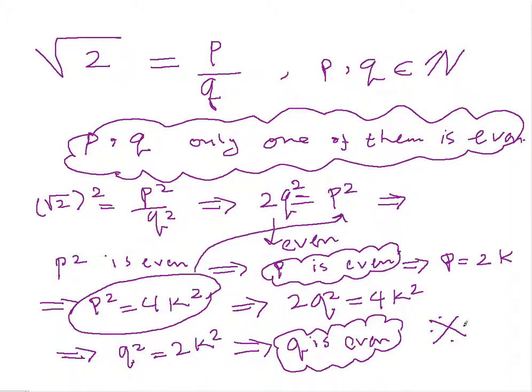And this means that my first assumption, that the square root of 2 can be written as p over q, was a wrong assumption, which landed me in the contradiction land. So I conclude that square root of 2 is irrational.